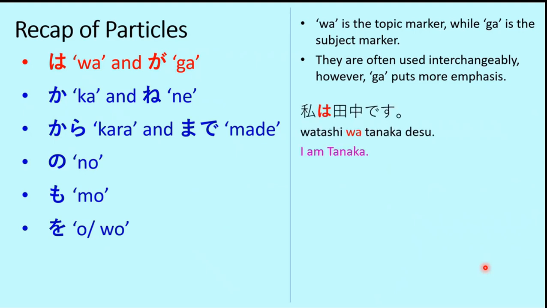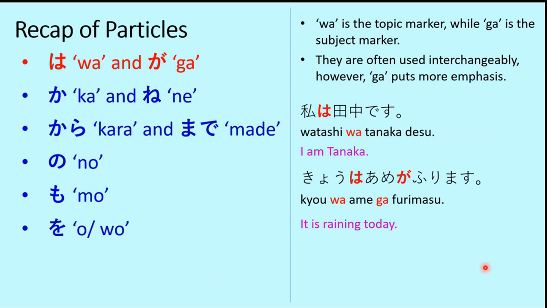So let's look at some examples quickly. Watashi wa Tanaka desu. So here we are using wa. Watashi is the topic and also the subject here. Then we have Kyo wa ame ga furimasu. It is raining today. Kyo is today. Kyo wa ame ga furimasu.